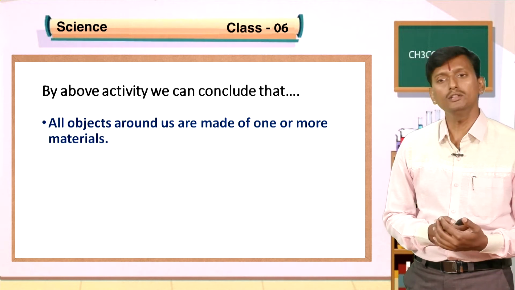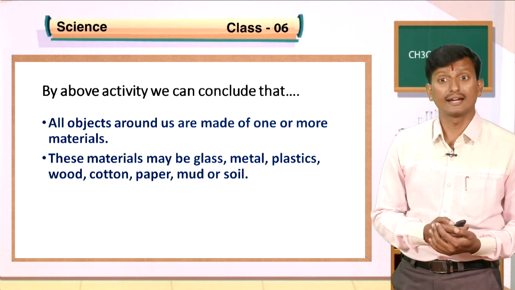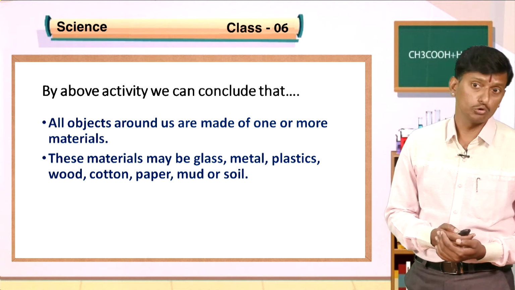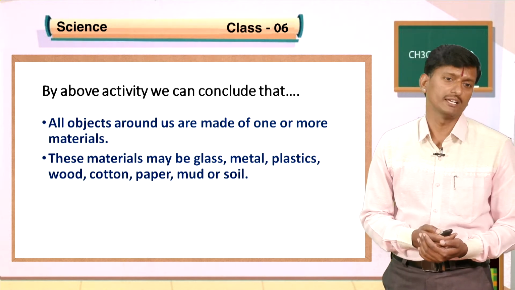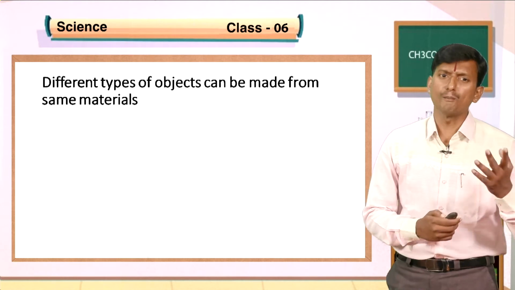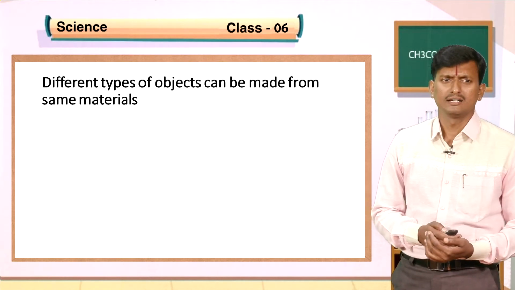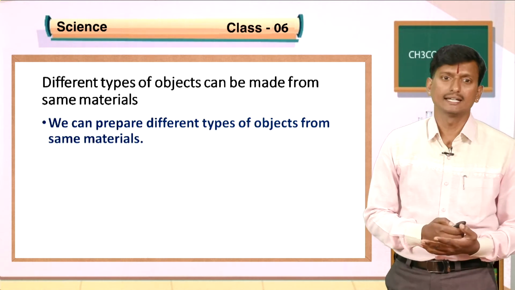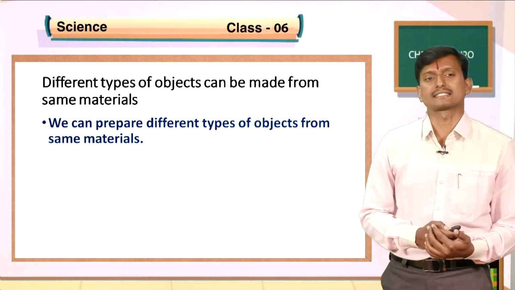Next, by the above activity, we can conclude that all objects around us are made of one or more materials. These materials may be glass, metal, plastics, wood, cotton, paper, mud or soil. Different types of objects can be made from the same materials. What does this mean? We can prepare different types of objects from the same materials.